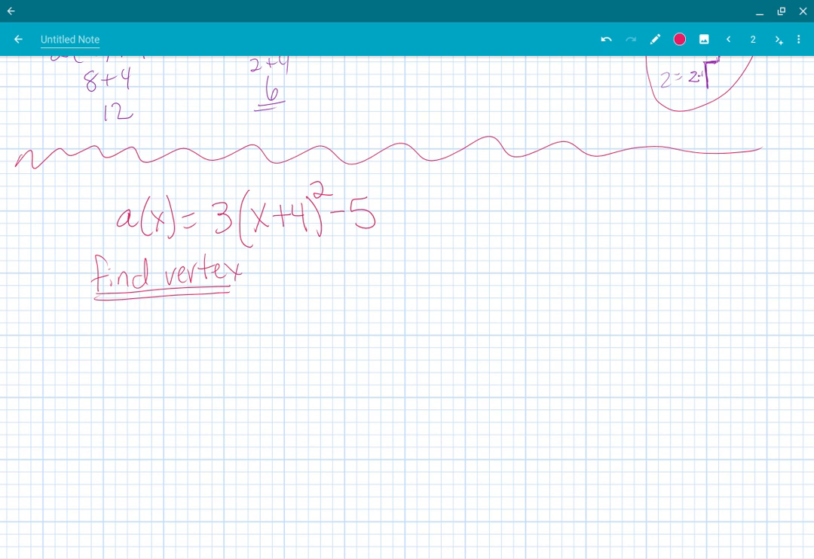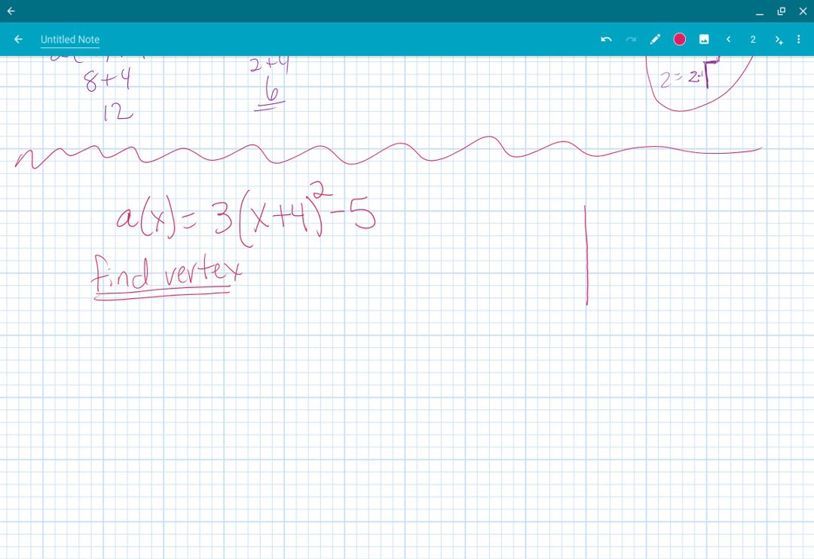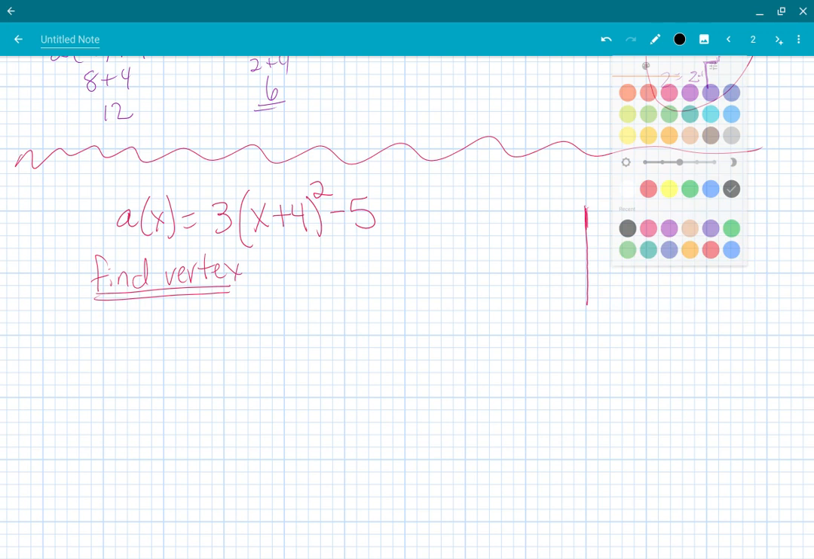All right, what is that vertex? Or you can at least tell me what number will make the inside become 0. -4. All right, go ahead and plug in -4 and then do the math. Nathan already got that.